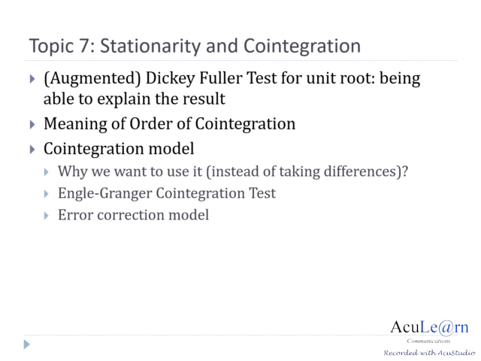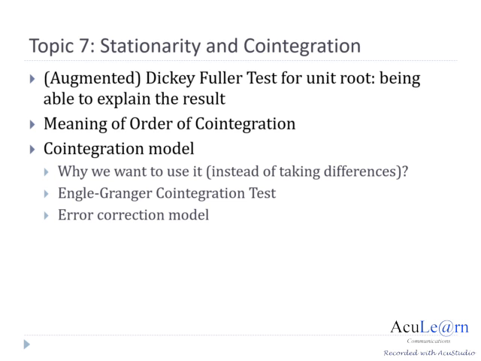And I also said there is a Granger-Engle co-integration test. It's just something like a Dickey-Fuller test. You run the regression between those I1 variables and then test whether the error term is stationary.